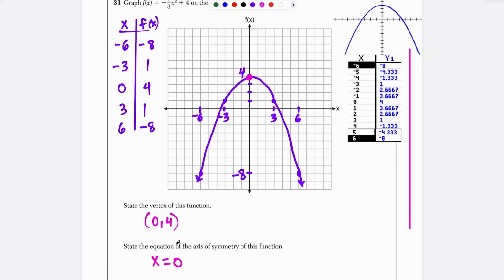A common mistake is people say y equals 0, but y equals k, where k is a constant, is a horizontal line. Okay, so these lines are horizontal, but x equals a constant is a vertical line.